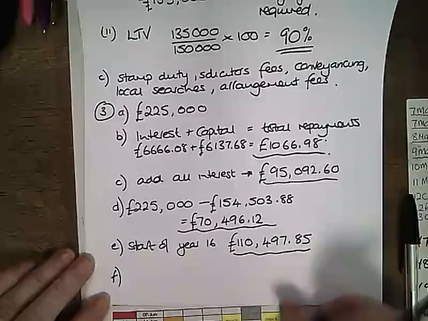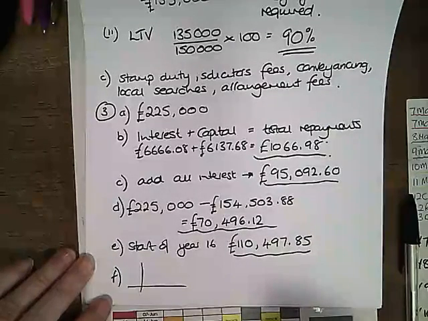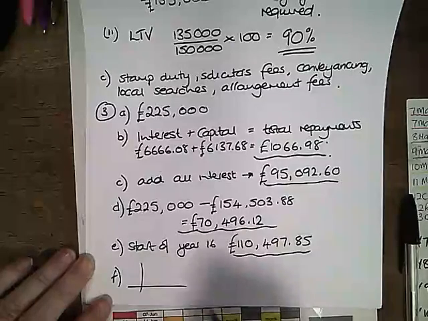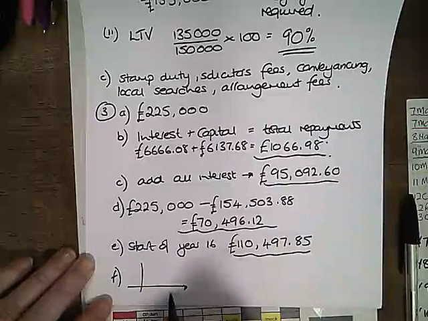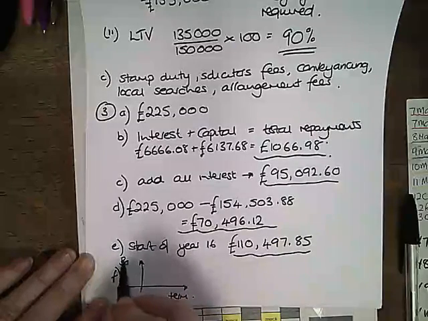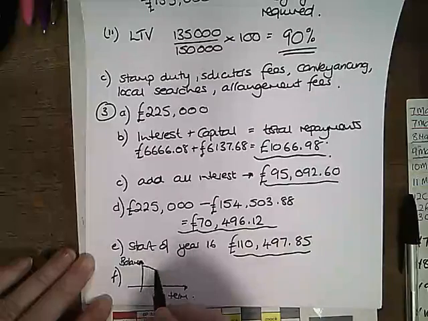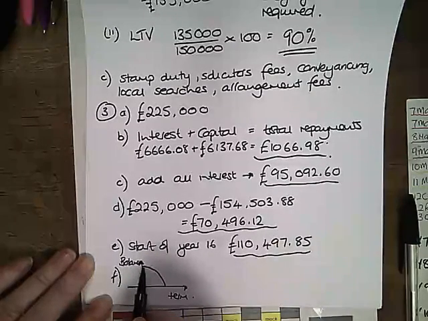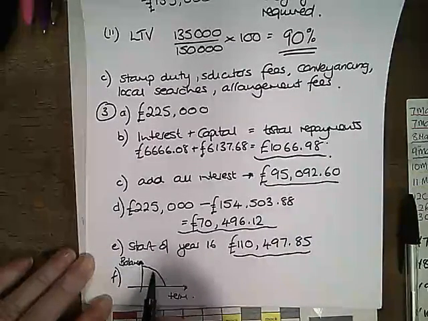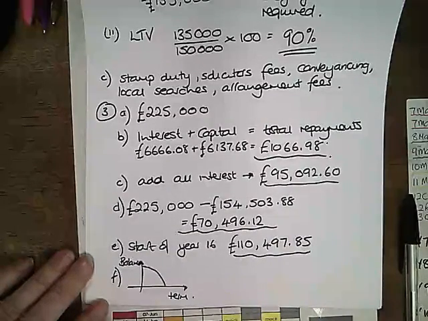And finally, part F asks you to sketch a graph or plot a graph. It's very similar if you plot it to the graph that we have in the material I've sent you, where we have got the term of the loan and the balance. And we just need to make sure it goes like this, because it's not paying off very much of the balance to begin with, and then it gets faster as we go down, as you get towards the end of the term.